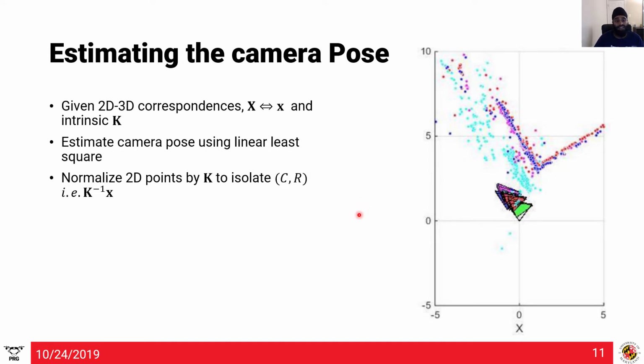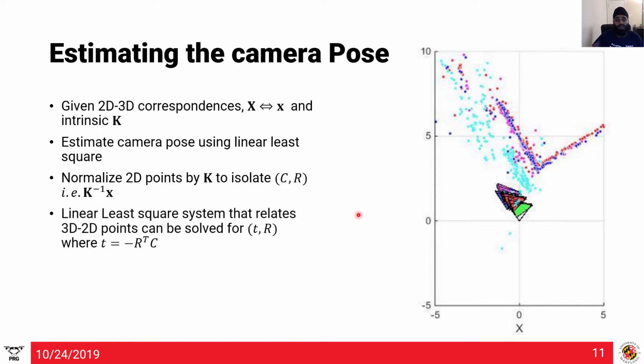This is basically to isolate the position and rotation of your camera poses. So what you do is K inverse X. This is how you normalize, and then you use a least squares system, which relates my 3D world coordinate system to the 2D coordinate system, so I can compute my actual translation.